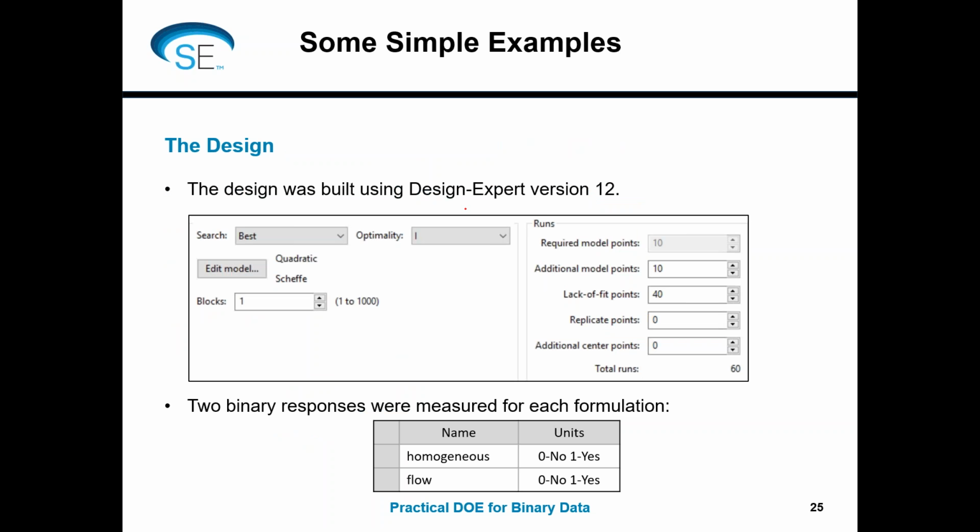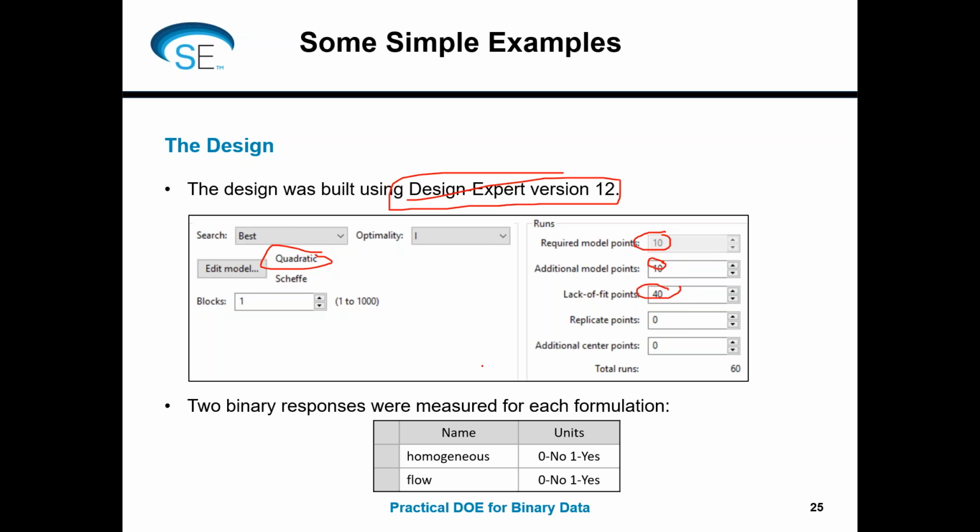Here's the design that was built using Design Expert version 12. They were expecting quadratic nonlinear blending, so they designed for a quadratic model. With 4 components, you need at least 10 runs. They added an additional 10 model points, and they added an additional 40 space filling or lack of fit points. The reason they added those lack of fit points is because they're going to fill the space well.